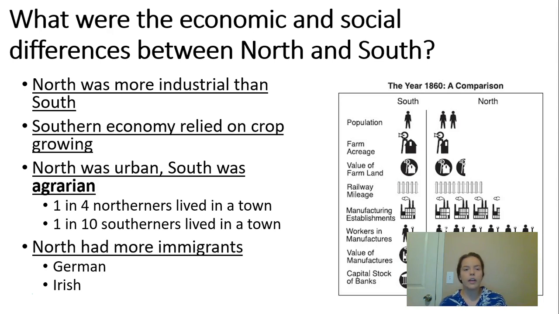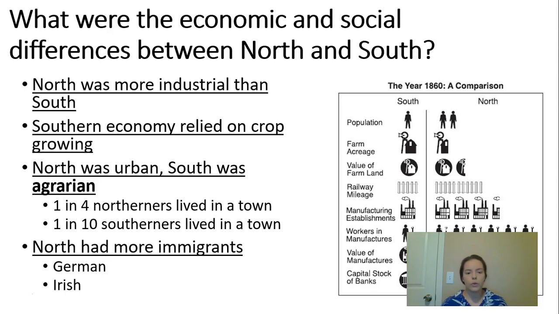So the first thing we're going to take a look at is what were the economic and social differences between North and South. And the first thing is that the North is more industrial than the South. So in the North, there was a main focus on railroad construction, on mining, and on factory work compared to the South, because the South was way more focused on crop growing and cotton harvesting, cotton exportation, and plantation agriculture. So we'll see that the North is going to be more urban, while the South was more agrarian. So in the North, you're going to see large cities forming, while the South is going to remain mostly farmland and very spread out among the population.